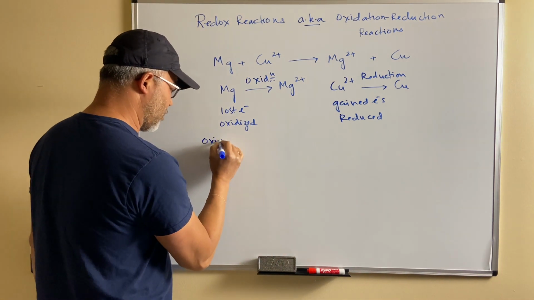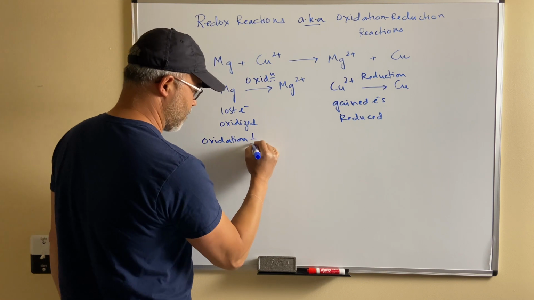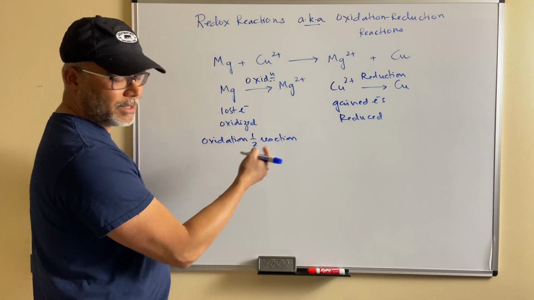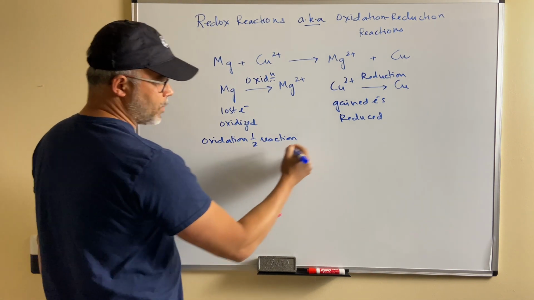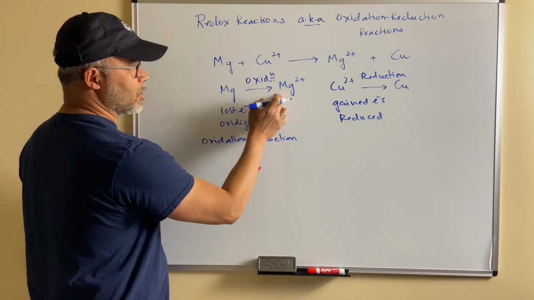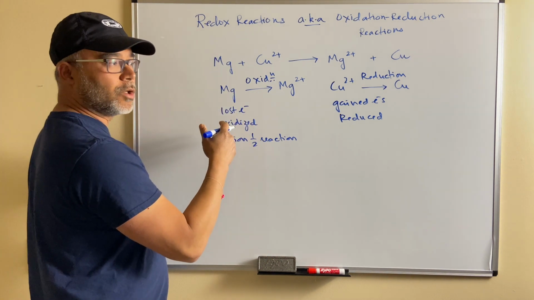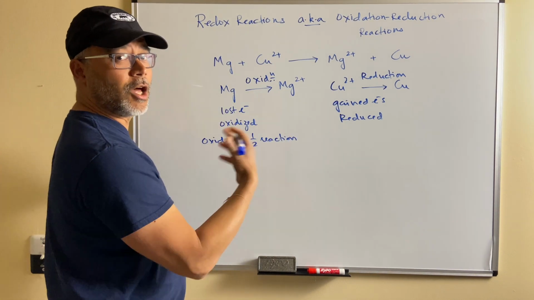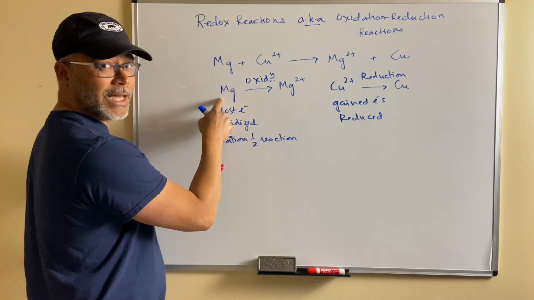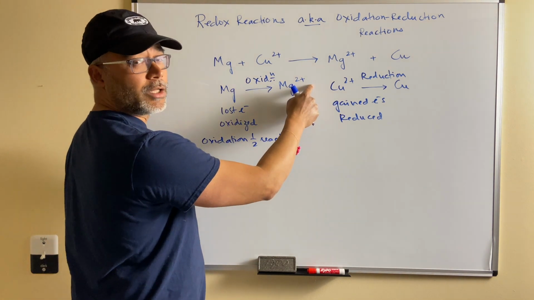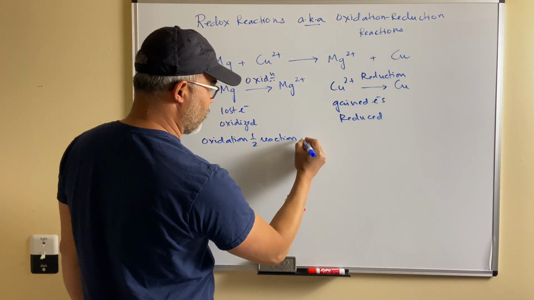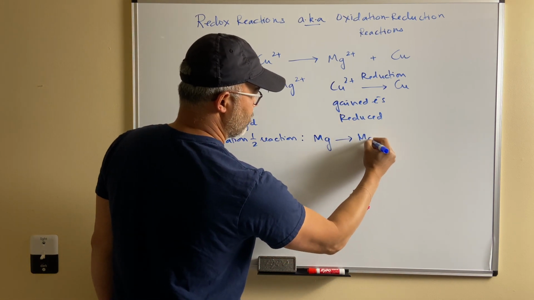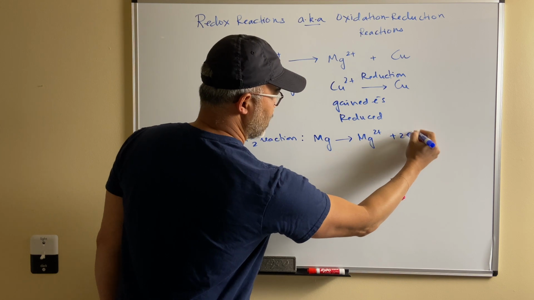The oxidation half reaction, you can write this as the number half, or you can write this as the word half. So the oxidation half reaction is going to be this half reaction. The way you write it is you always want to make sure you represent the electrons that are actually gained or lost in the process. In this case, since Mg is losing electrons, you will put the lost electrons on the product side. So the oxidation half reaction is Mg goes to Mg2+ plus 2 electrons.